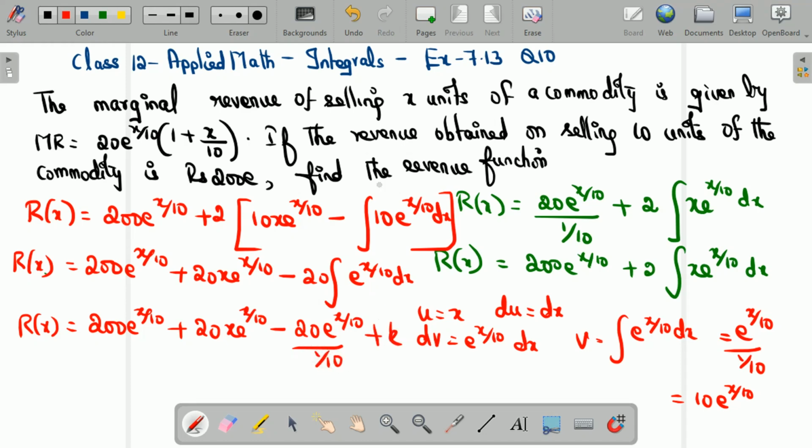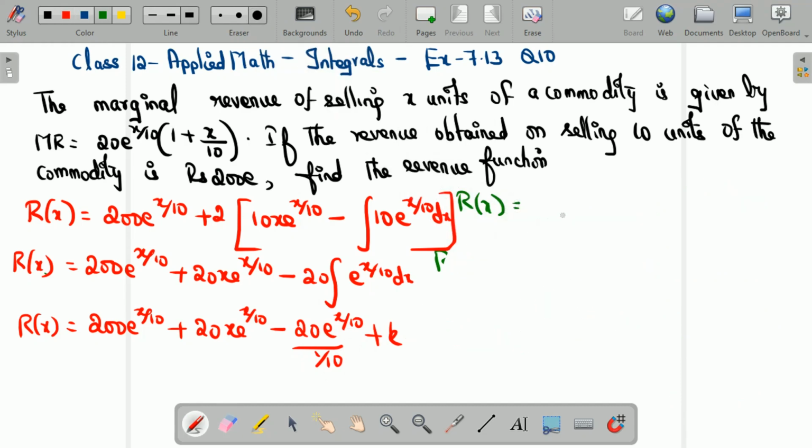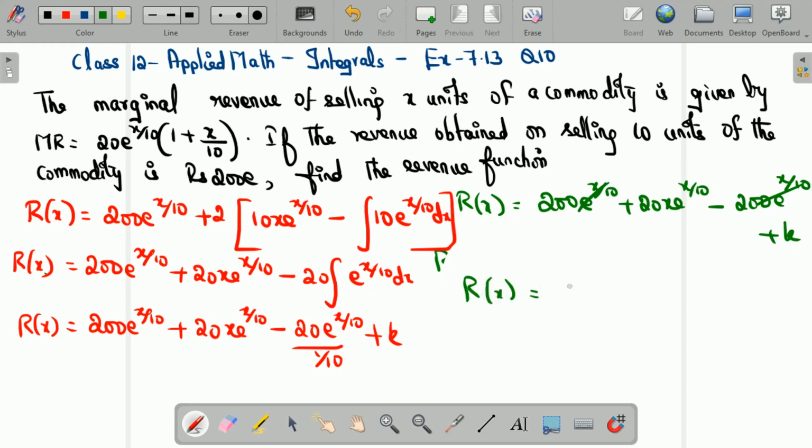So I'll simplify this final expression once again. R(x) is going to be equal to 200 e^(x/10) plus 20x e^(x/10) minus, this will become 200 e^(x/10). So this and this will be cancelled, plus k is there. So the final R(x) is going to be equal to 20x e^(x/10) plus k.